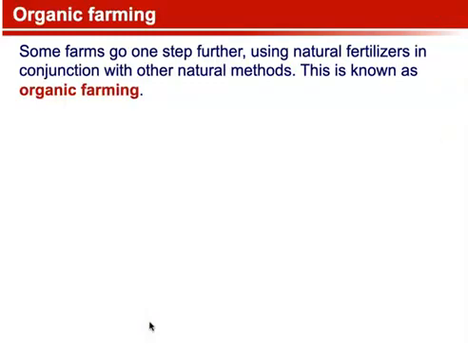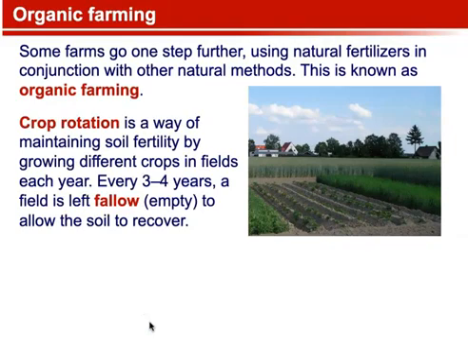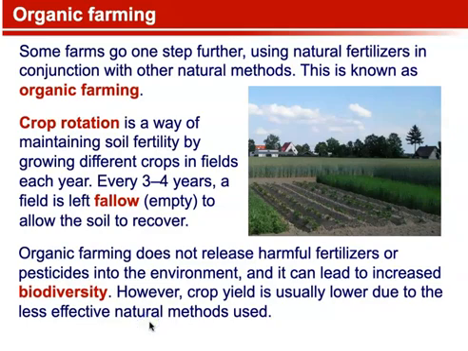Organic farming. Some farms go one step further, using natural fertilizers in conjunction with other natural methods. This is known as organic farming. Crop rotation is a way of maintaining soil fertility by growing different crops in fields each year. Every 3 to 4 years, a field is left fallow or empty to allow the soil to recover. Organic farming does not release harmful fertilizers or pesticides into the environment, and it can lead to increased biodiversity. However, crop yield is usually lower due to the less effective natural methods used.